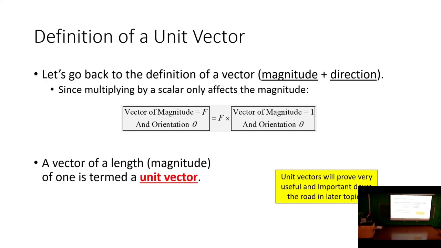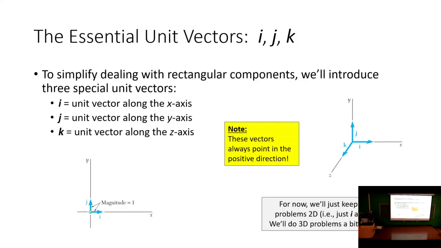Now, among the most common unit vectors that we deal with are our essential basis vectors, I, J, K. And this is something I have a feeling a lot of you are familiar with. Am I correct? Okay. So I, J, K are unit vectors. They have a length of 1, and all they do is express direction. I is the unit vector along the x-axis. J, the unit vector along the y-axis. K, the unit vector along the z-axis.